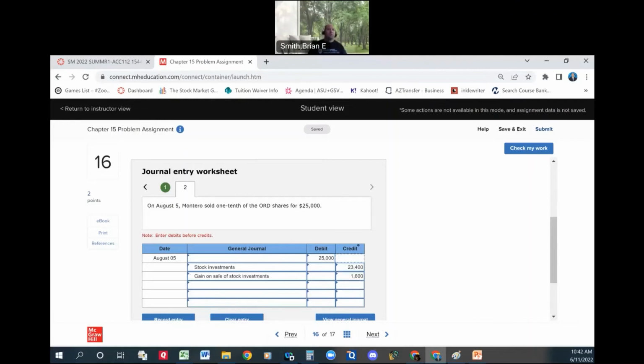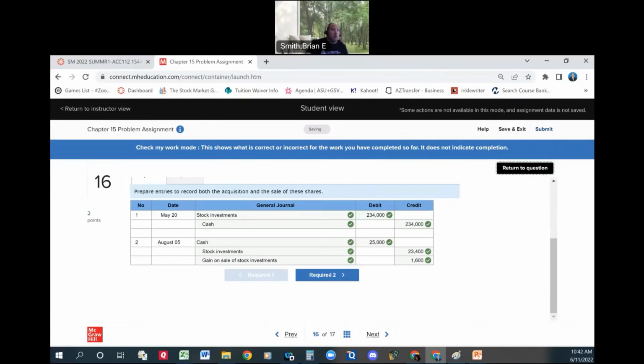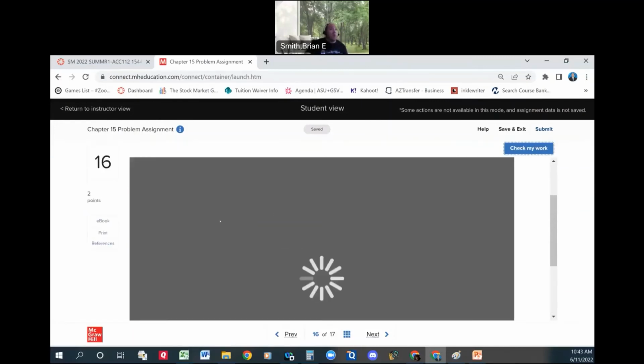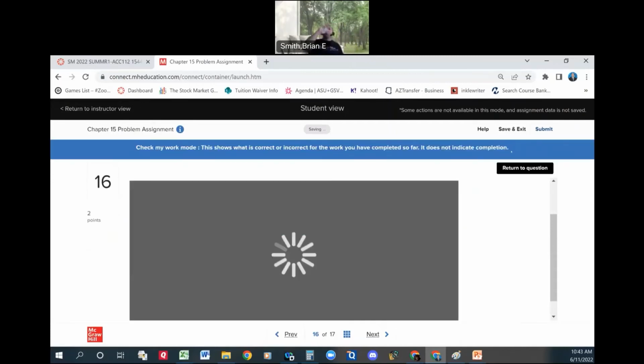And my cash didn't take. All right, see how we did on this one? All right, we're looking pretty good. And now I want to point out, I saw that there were only two journal entries. So hopefully that was okay. Okay, requirement number 2. Stock investments should be reported at what? Well, this one's fair value, because it's insignificant influence, it's at fair value.